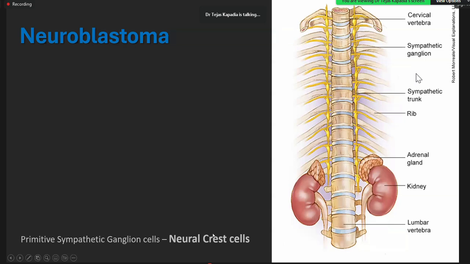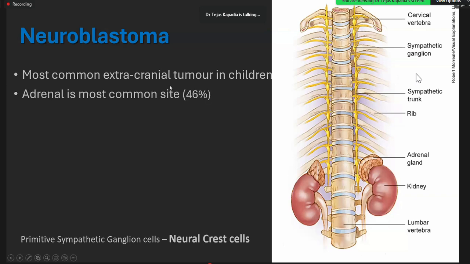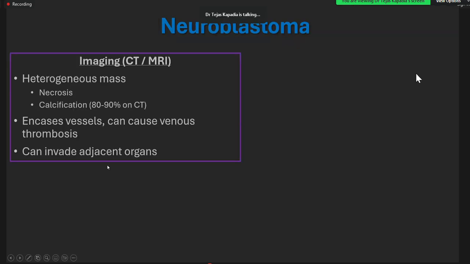And like I said, neuroblastomas mainly develop from the neural crest cells. It is one of the most common extracranial tumors in children, and the most common site is the adrenals. That makes the abdomen the most common site of neuroblastoma. Amongst the other sites where they can occur, from the skull base all the way down along the paraspinal region.